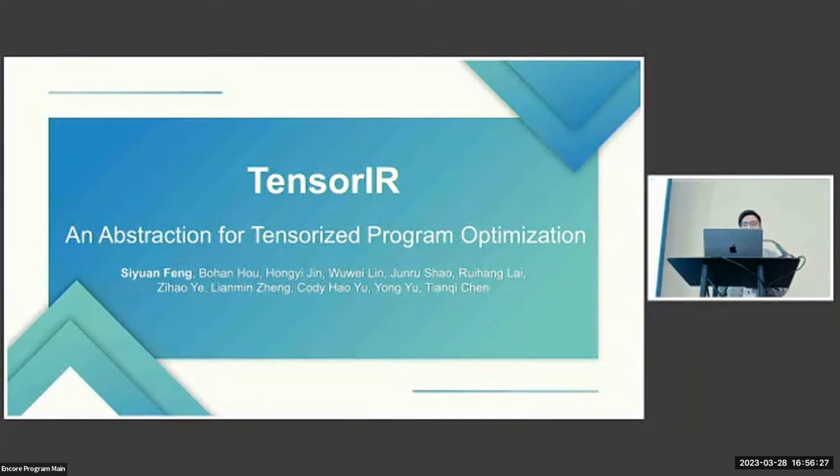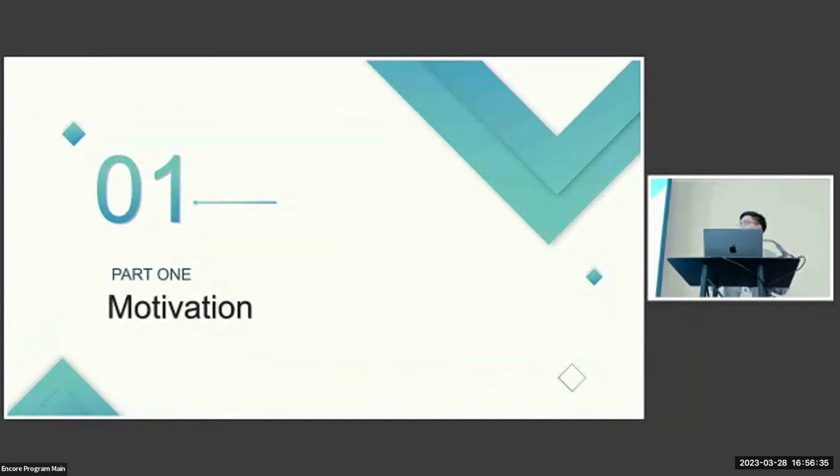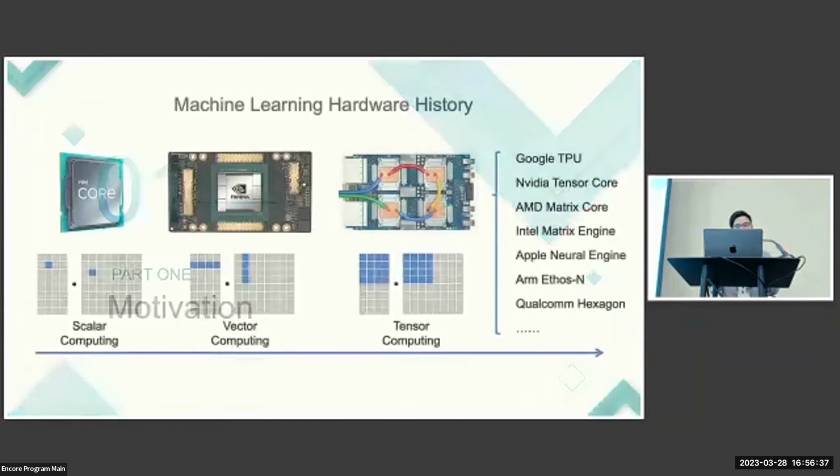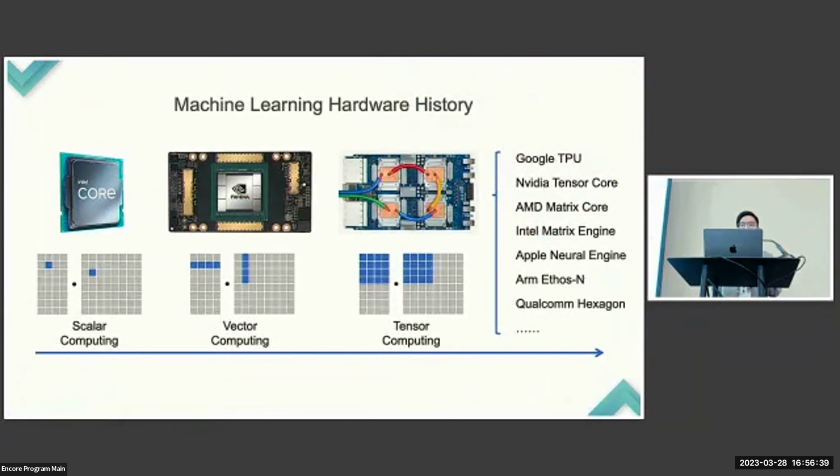Hi everyone, I'm a student from Shanghai Jiaotong University, and I'm excited to share our new work, TensorIR, an abstraction for tensorized program optimization. Let's start with the motivation. Deploying models on various devices has become an important topic. The wave of hardware specializations brings a diverse set of acceleration primitives for multi-dimensional tensor computations. These new accelerator primitives, along with the emerging machine learning models, bring tremendous engineering challenges to us.